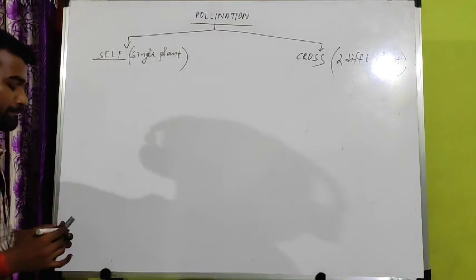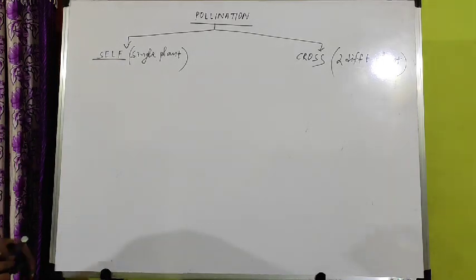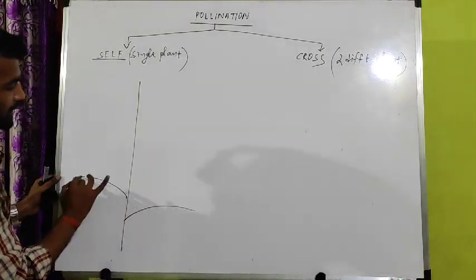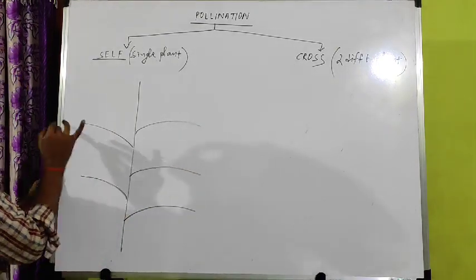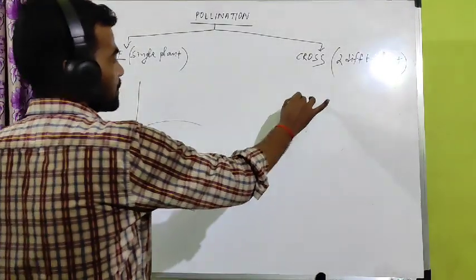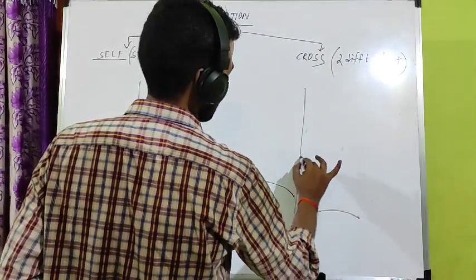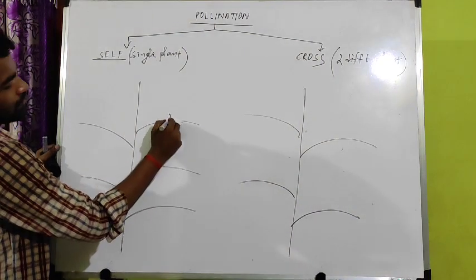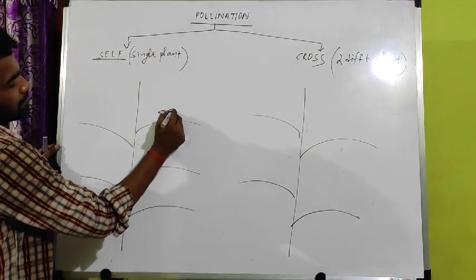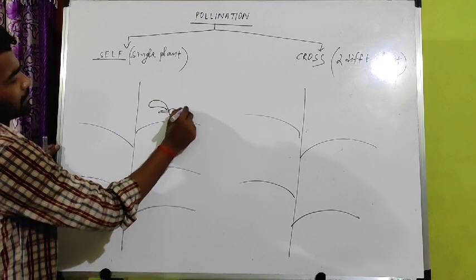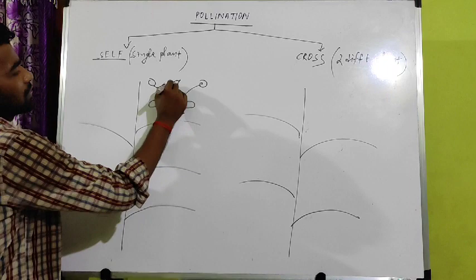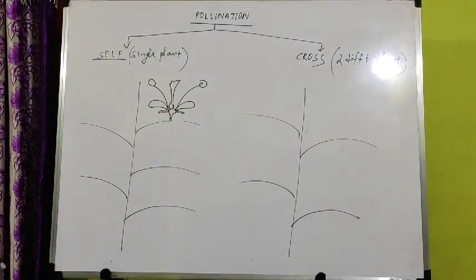First come to self-pollination. It takes place in a single plant. Now I will show a single plant first. This is a plant. These are the branches of the plant. This is another plant, because for cross-pollination we have to show two different plants. These are the branches. Let there be a bisexual flower. A bisexual flower contains sepal, petal, stamen, and this one is called carpel or pistil. So the upper branch contains one bisexual flower.